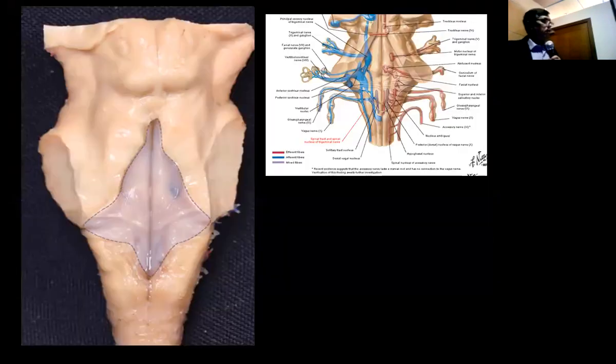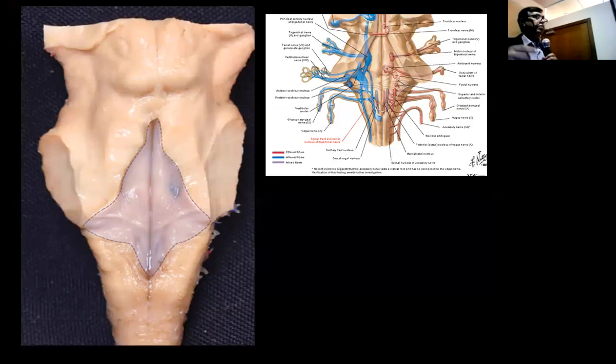Again, this is the floor of the fourth ventricle, the two triangles. I mentioned the upper triangle and the lower triangle. The stria medullaris separates both. And in this spot is the facial colliculus. I'll come back to that.